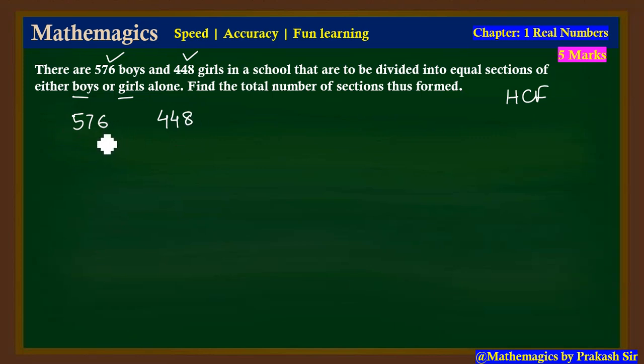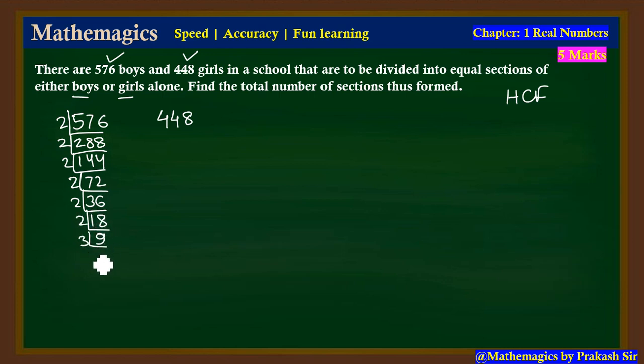So dear friends, here let me factorize. First of all, 2 will go: 2 twos are 4, 2 eights are 16, here 2 will go, 144. Again 2 will go, 72. Again 2 will go, 36. 2 will go, 18. 2 will go, 9. 3 will go, 3. So this is the factorization.